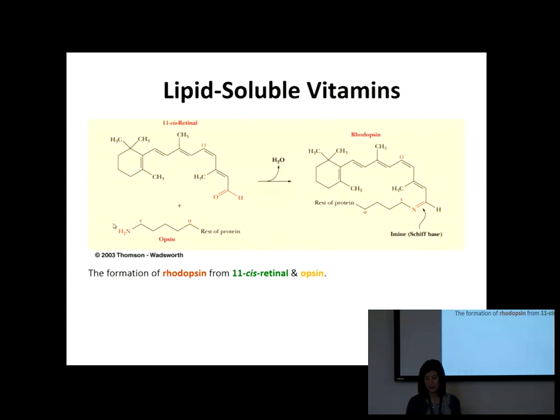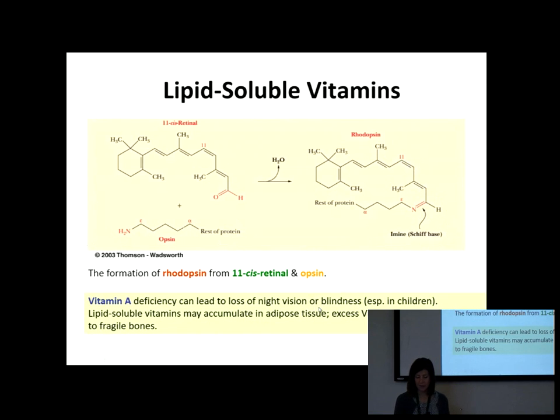Our opsin is a protein on our rod cells. And here is a nitrogen, the nitrogen on that lysine residue. And we're going to form a Schiff base, for you organic chemists. I'm not going to ask that. Schiff base here on this. So here we still have that cis.